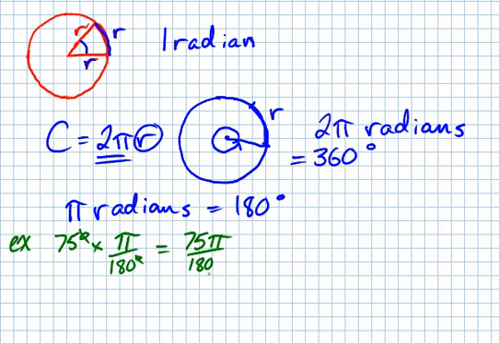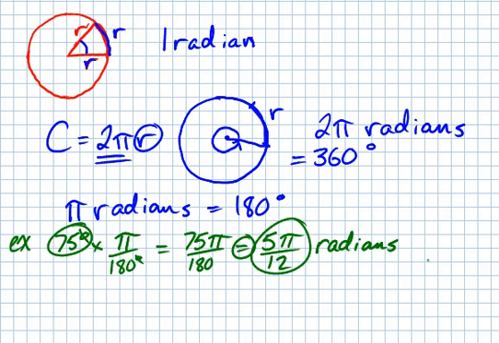The biggest number that goes evenly into both of those would be 15. So 15 goes into 75 5 times, and 15 goes into 180 12 times. So that means 75 degrees is equal to 5 pi over 12 radians.